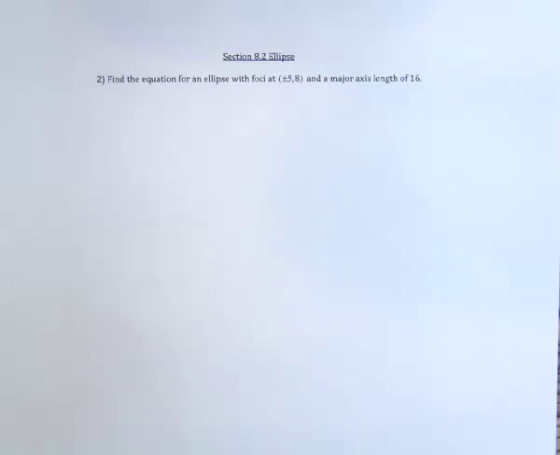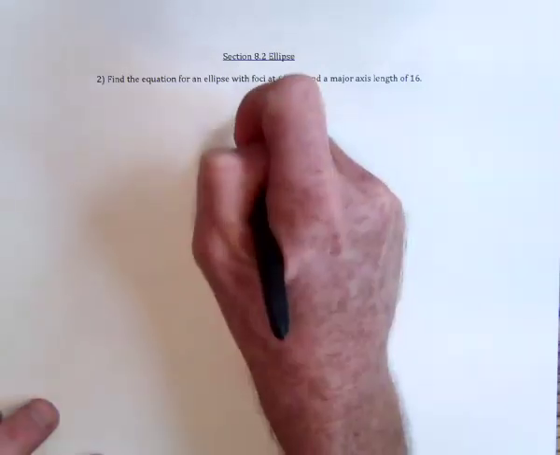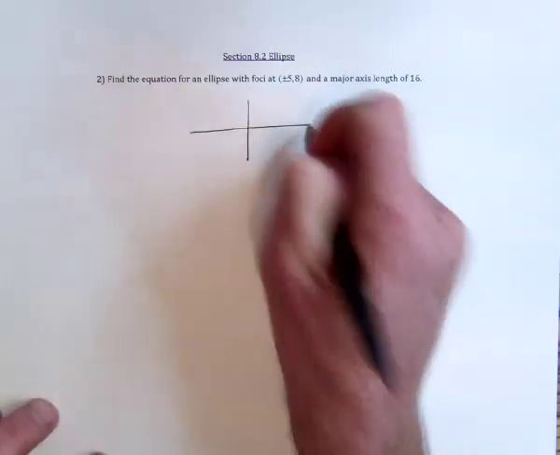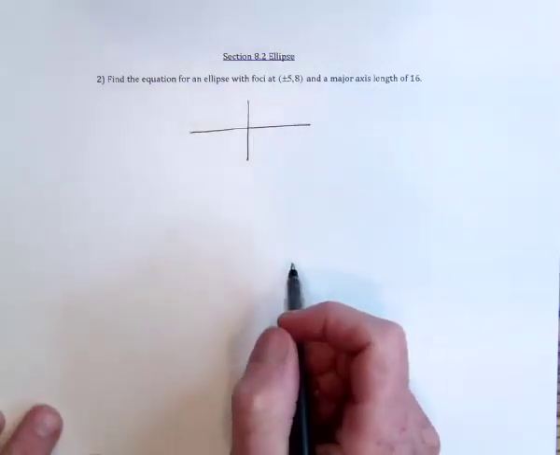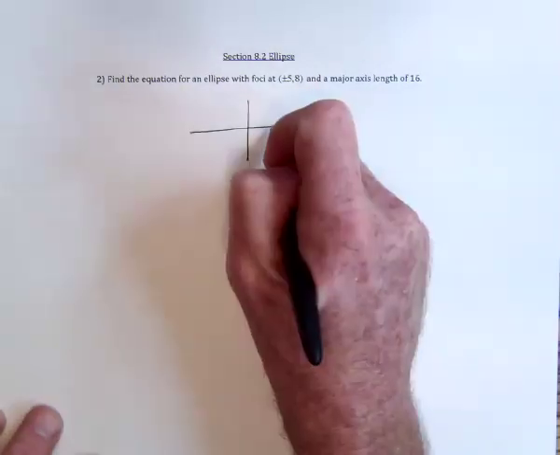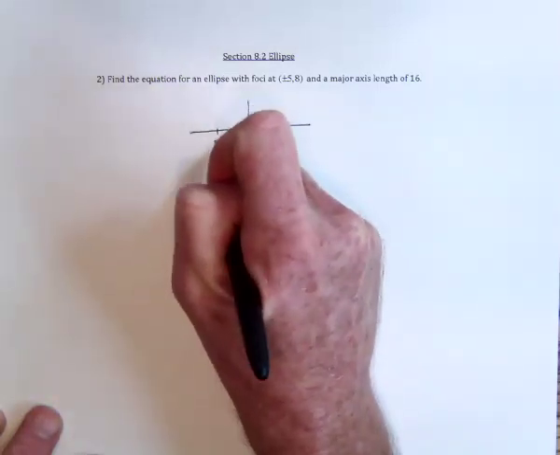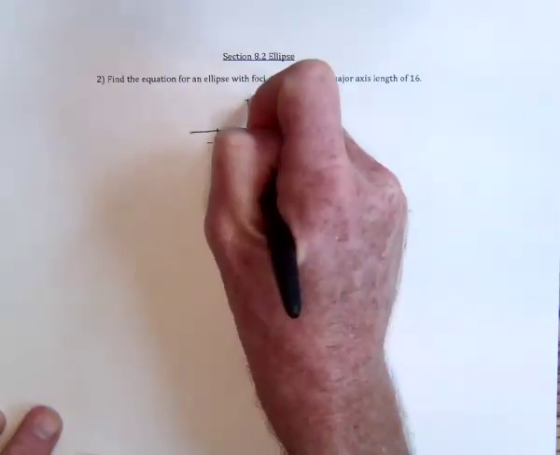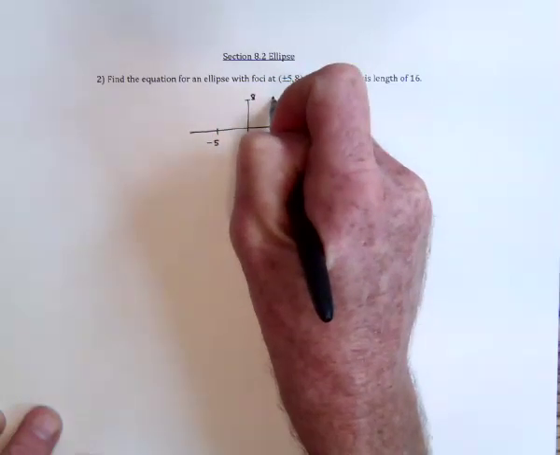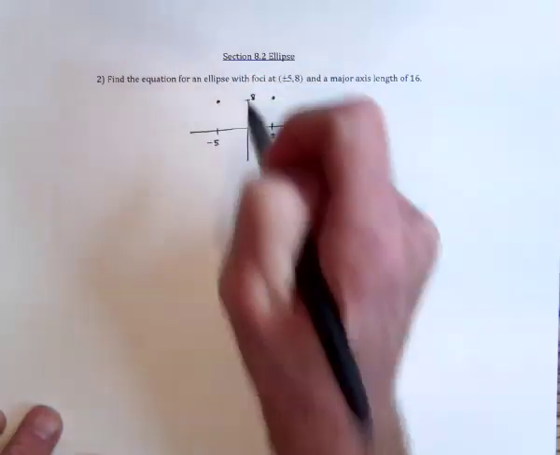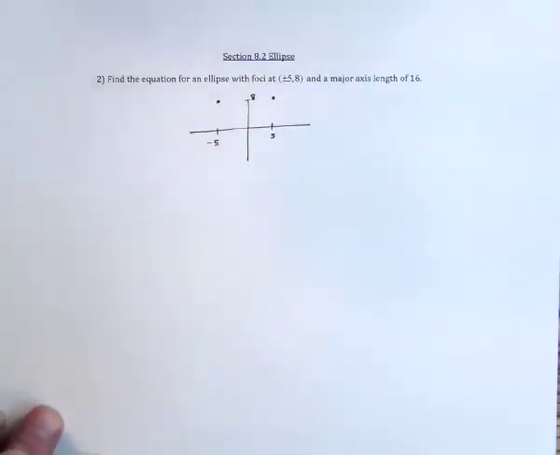Here's another one where we're given information and have to work backwards and find the equation. So start with a sketch of what's going on. There's focus points at plus and minus 5 and 8. So this is not drawn to scale. But I just need to know, what does the picture look like?